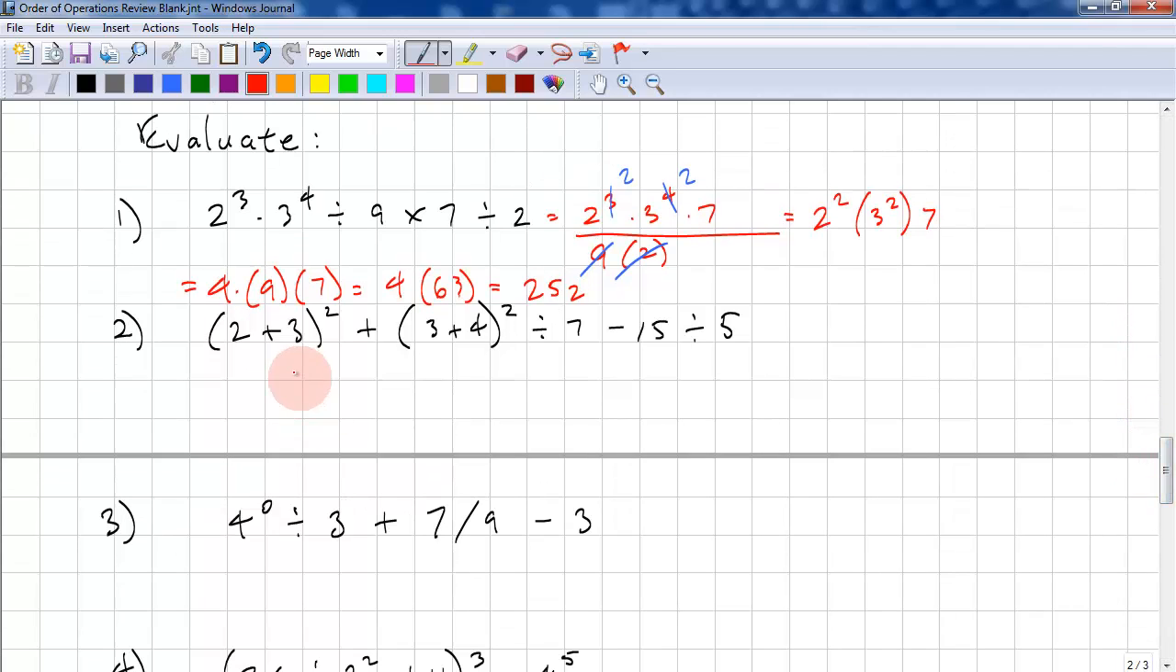Next, we have this. So we should evaluate brackets first. So this is 5 squared plus 7 squared divided by 7. And we have minus 15 divided by 5. Let's simplify this. This is 25. 7 squared divided by 7 is just 7. And 15 divided by 5 is 3. 25 plus 7 is 32. Minus 3 is 29. And just so you can see the canceling.